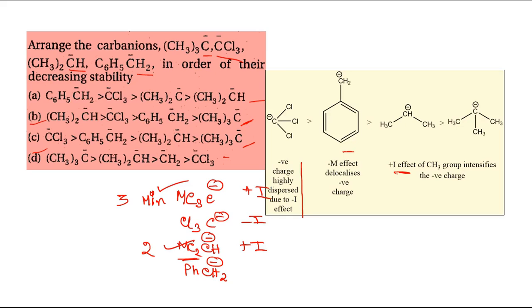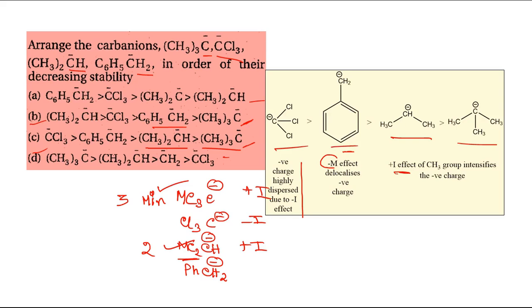Now after that, obviously these two will be at last point. So if you compare between B and C, after Me3C minus, the next stable is Me2CH minus. But in option B it is PhCH2 minus, and that cannot be true because in this case we have a minus I effect. So after the minimum stable Me3C minus, the next one should be Me2CH minus. So this much information is enough to choose that the correct option should be option C.